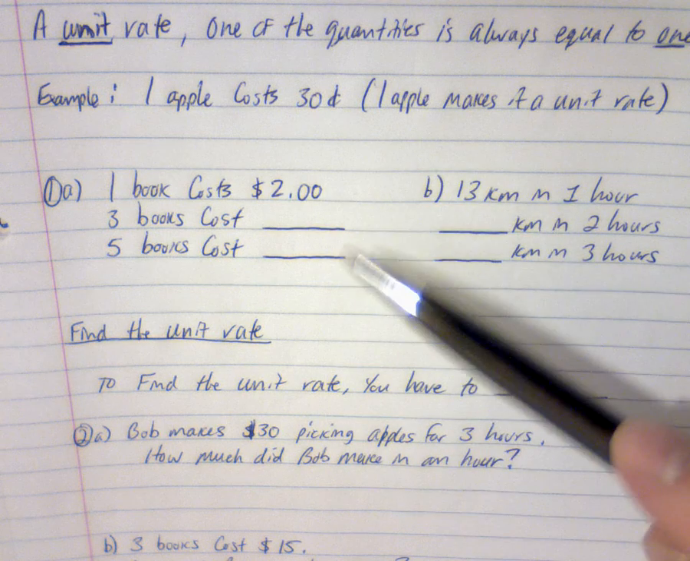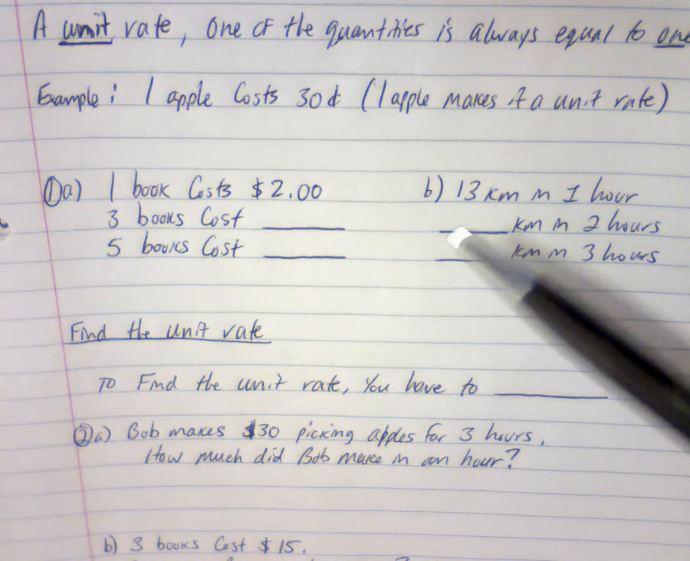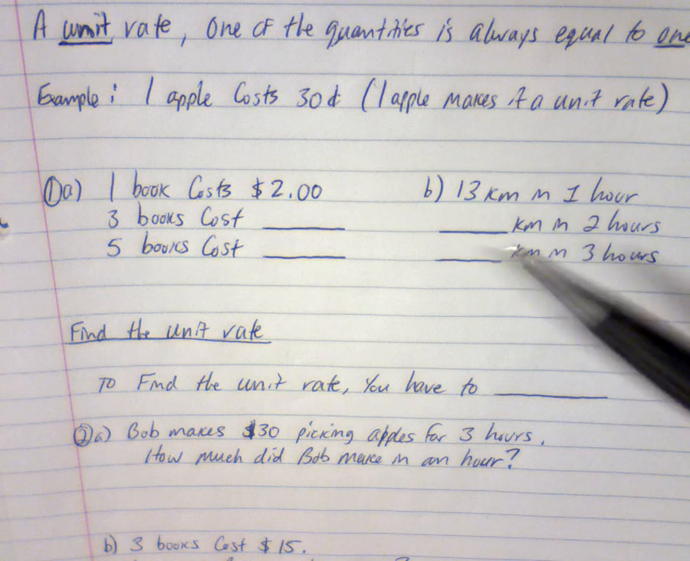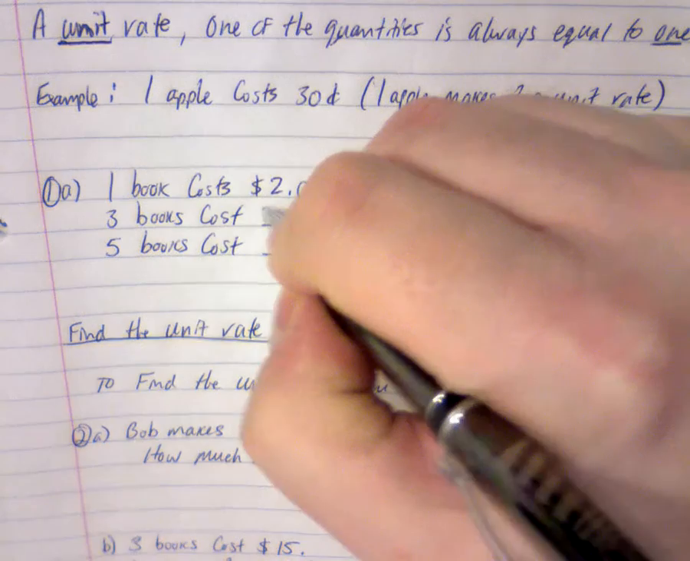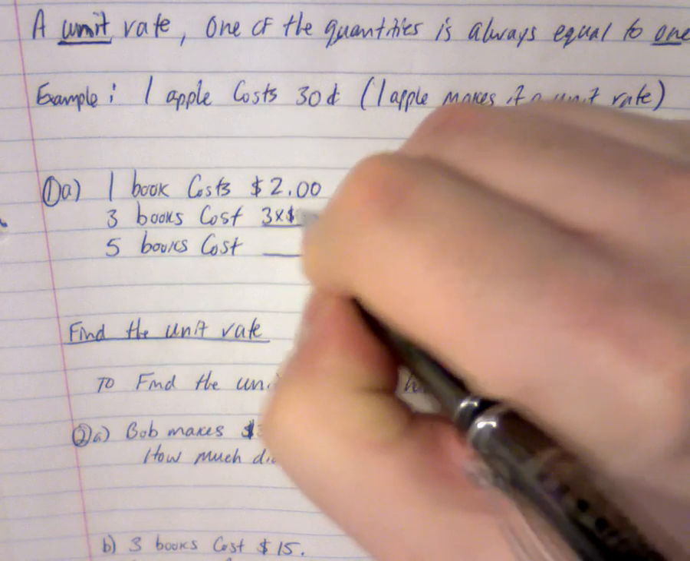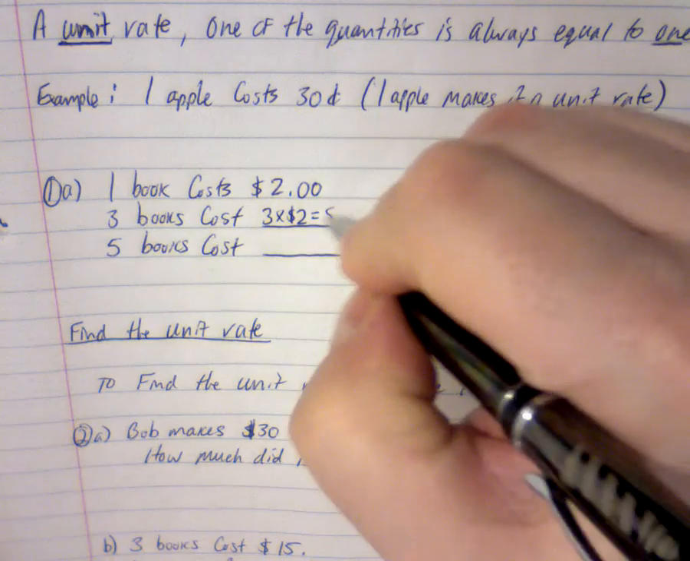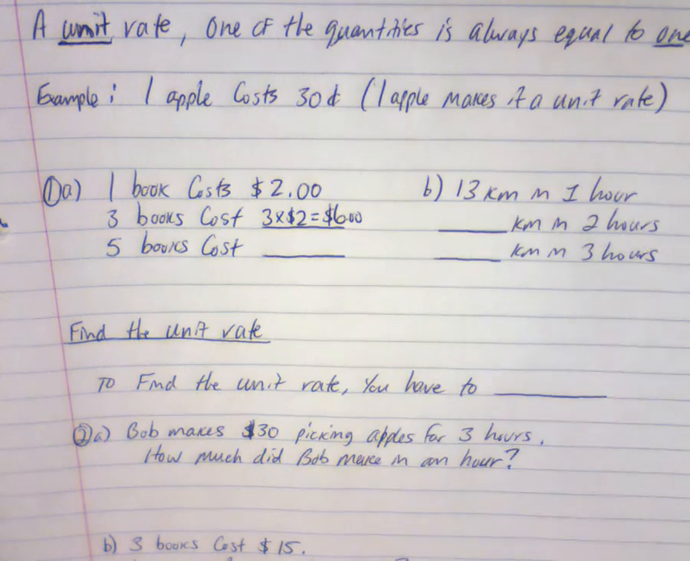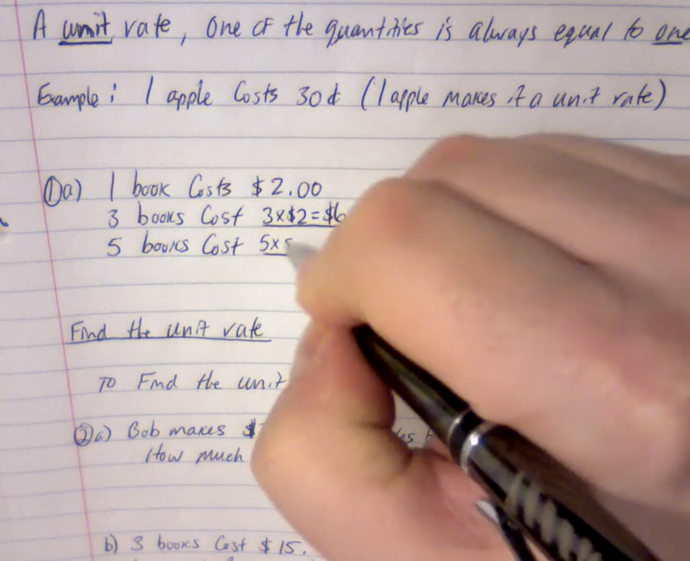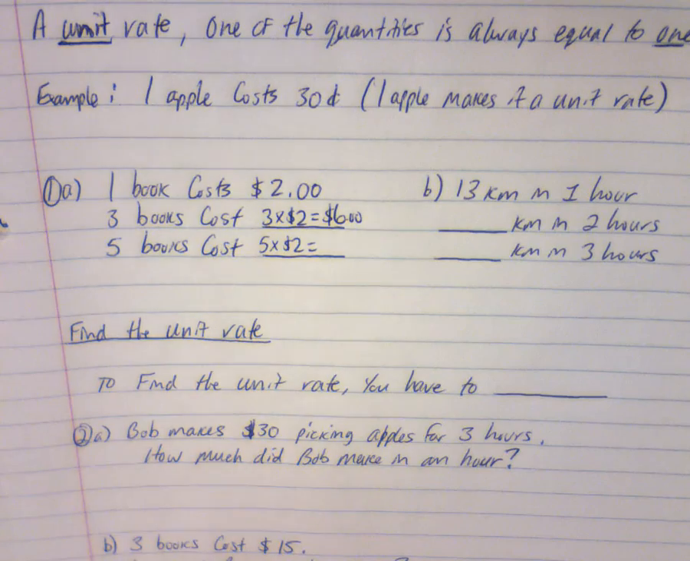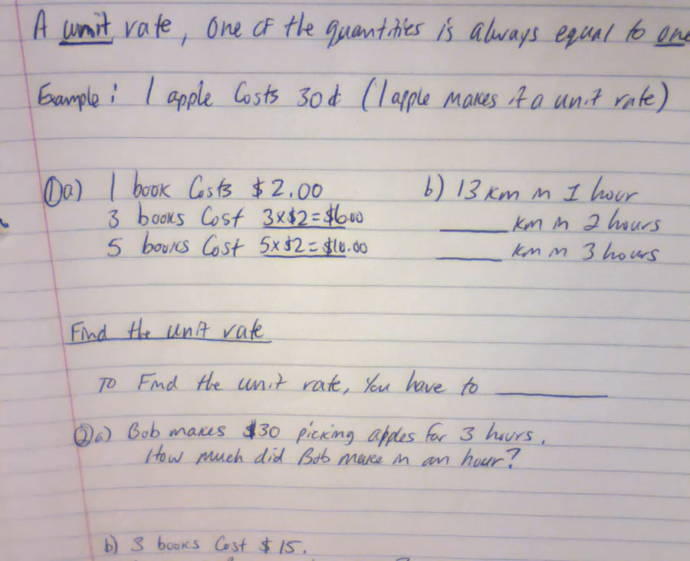What we're going to be finding is different rates. So for instance, one book costs $2. 3 books cost, well, 3 times $2. So 2, 4, 6. Costs $6. What about 5 books? Same thing. 5 times 2, 2, 4, 6, 8, 10 is equal to $10.